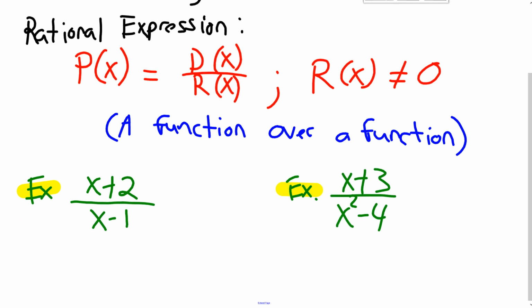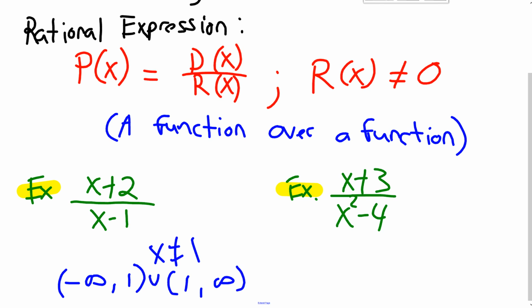Here are some examples of rational expressions. We have a degree 1 on top and degree 1 on bottom. Our restriction here is what value of x cannot be in the bottom. Well, that'd be 1, because when I take 1 minus 1, I get 0, and I can't divide by 0. So my restriction is 1. My domain is from negative infinity up until 1, but it can't be 1, so I use parentheses. Then I can have anything after that, from 1 to infinity.